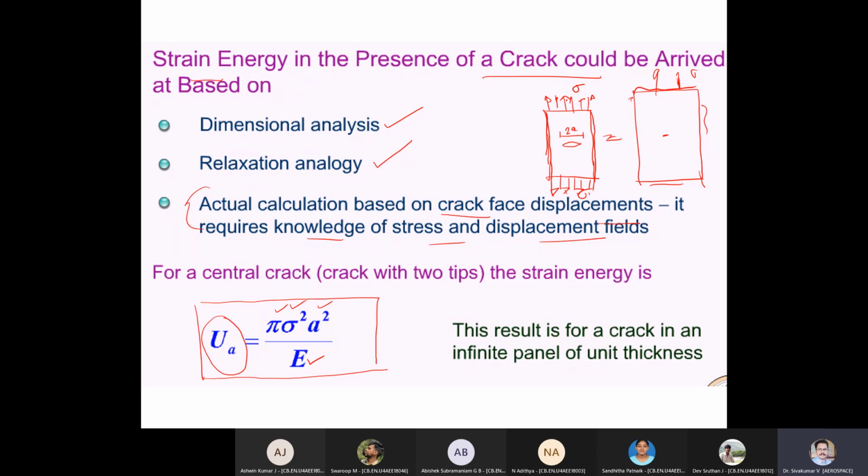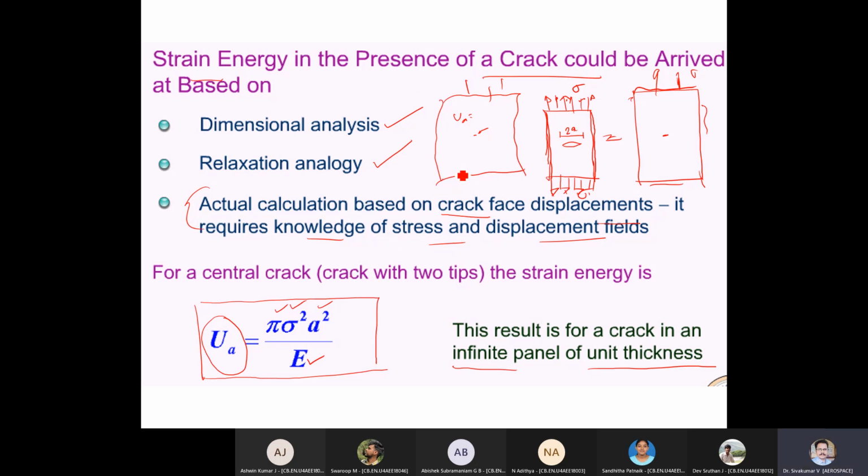The result is for a crack in an infinite panel of unit thickness. Infinite, I told you, no? Infinite means something like that. Crack is somewhere here. This is the crack subjected with forces. If this is the case, what is the strain energy near the crack tip? Here.